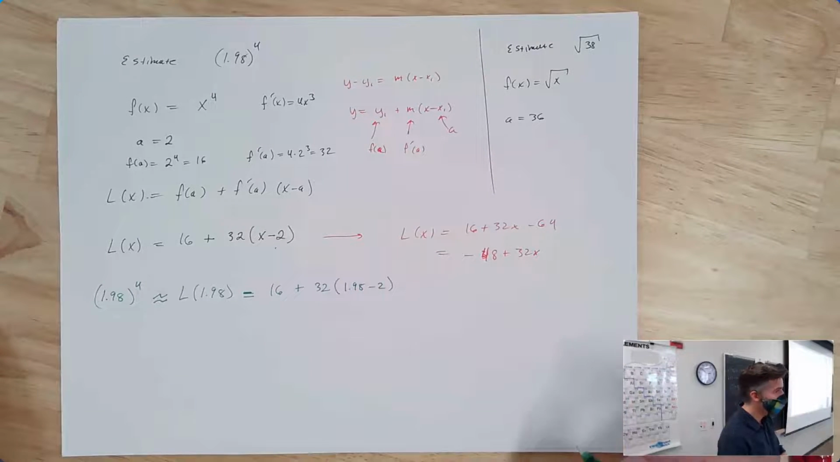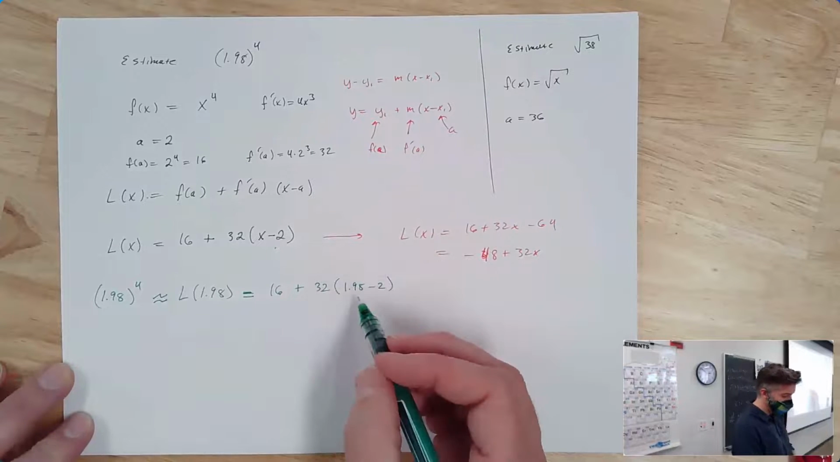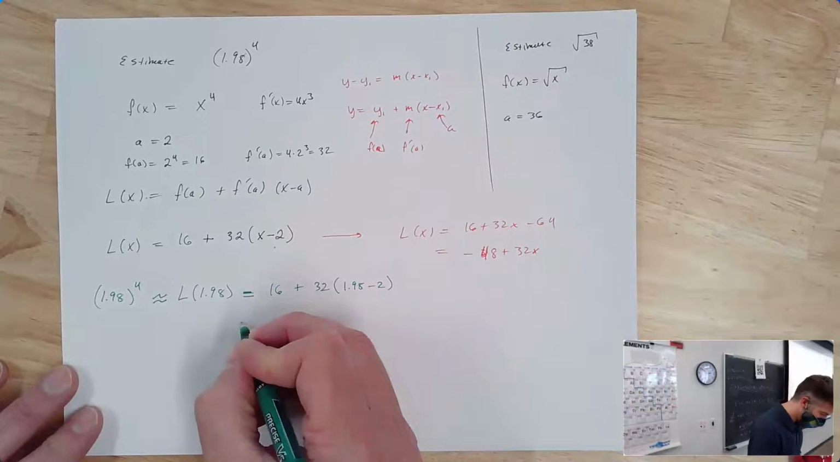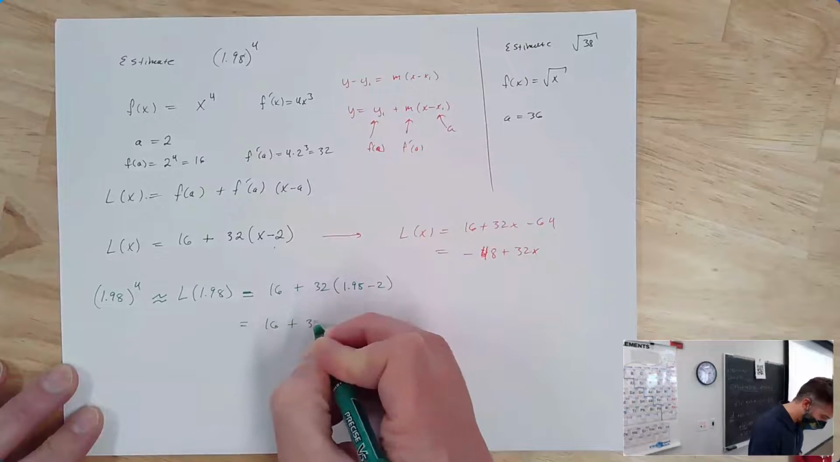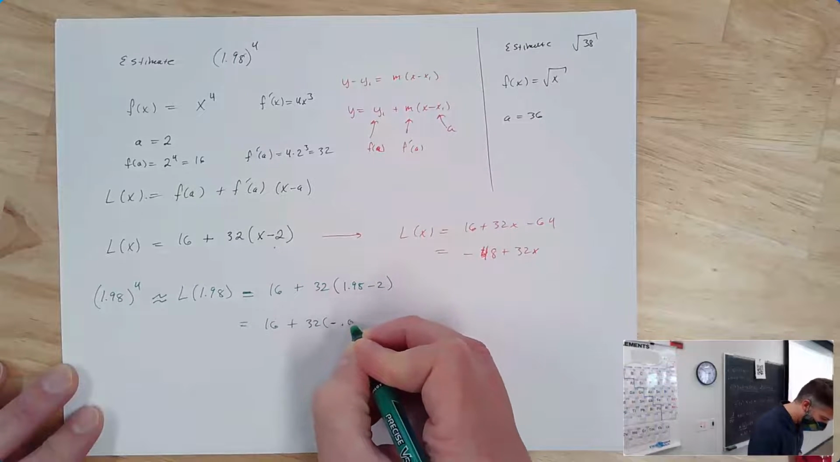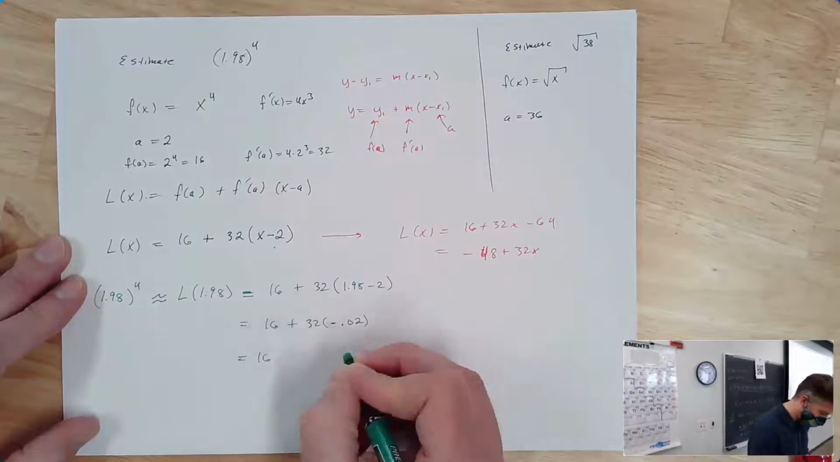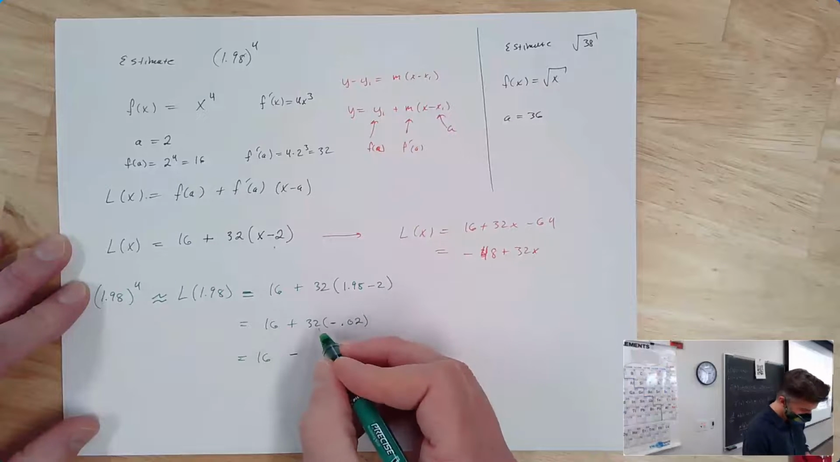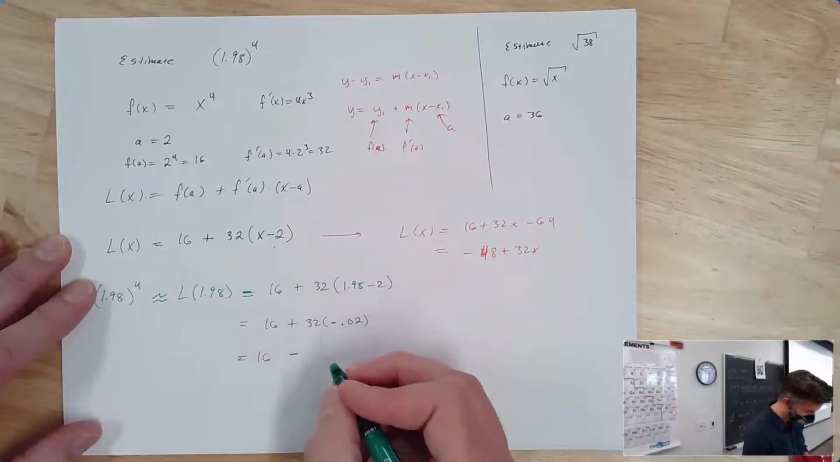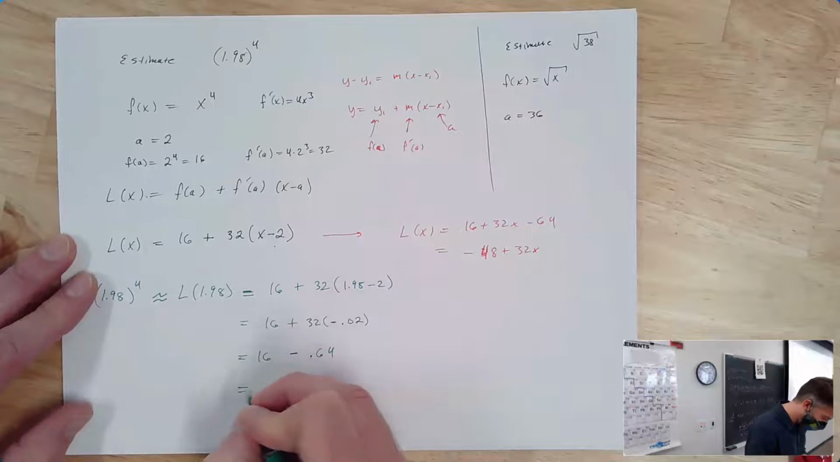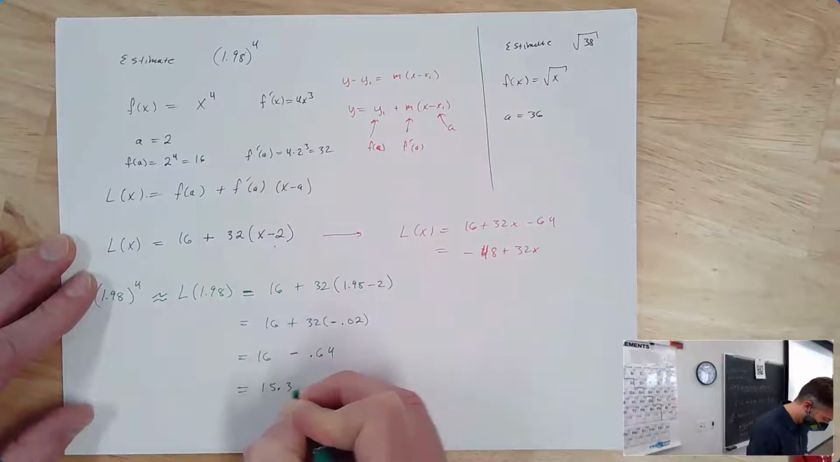And the whole idea is that whatever the slope is, it's going to be multiplied by something small. This is going to be 16 plus 32 times negative 0.02. That's a lot easier to do the multiplication of. This is going to be 16 minus 32 times 0.02, which is 0.64. And we can do that subtraction. That's going to be 15.36.